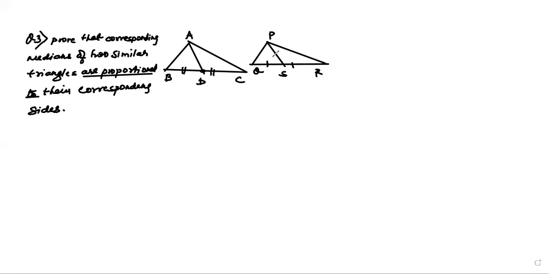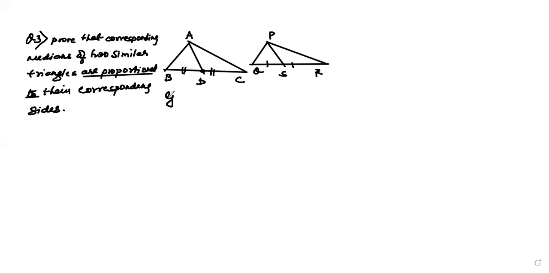Now look, these are corresponding medians because they are drawn on corresponding sides. These two triangles are similar. BC and QR are corresponding sides, and a median has been drawn on each of them, so they are called corresponding medians. So you have to show that the ratio of these corresponding medians is equal to the ratio of the corresponding sides of these two triangles. So simple, children. I'll make you understand. See, I have drawn the picture.